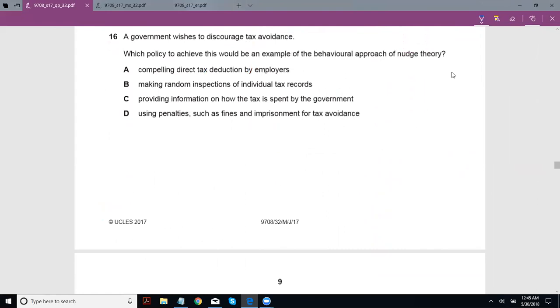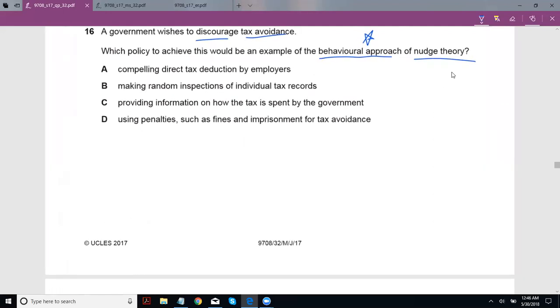A government wishes to discourage tax avoidance. Which policy to achieve this would be an example of the behavioral approach of nudge theory? They've already hinted at what nudge theory is. Nudge theory looks at positive reinforcement, at incentives, at providing information as to why tax avoidance is such a big problem. So, basically, all the non-interventionist measures. Really interventionist measures aren't in nudge theory. Nudge theory is just about giving a nudge, rather than throwing or pushing the person. Think of it like that: non-interventionist behavioral measures.